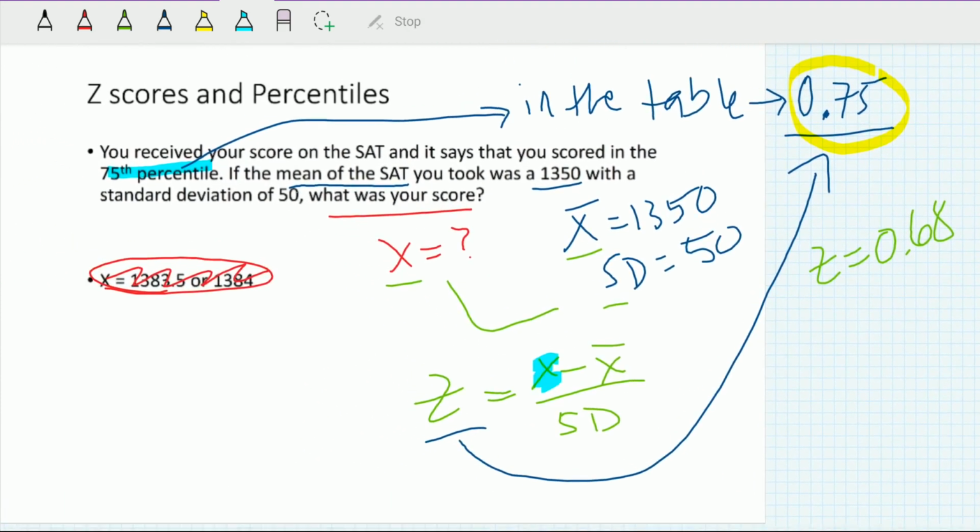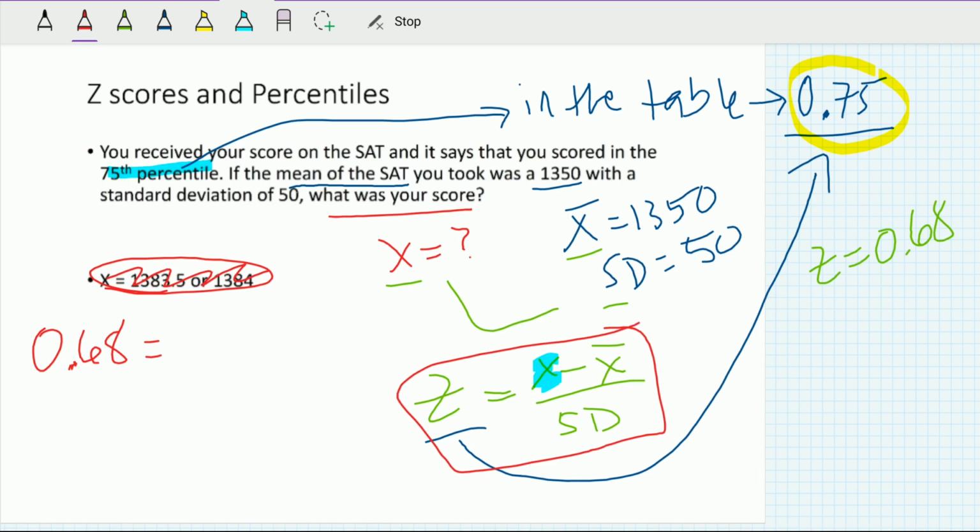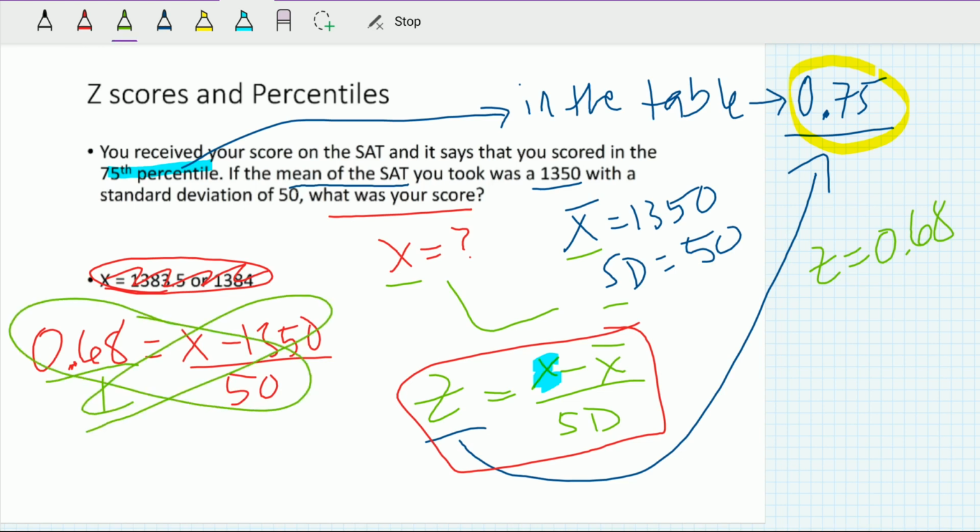So now all I have to do is set up my equation and solve it just like I have in those other videos. Okay, so it'll be 0.68 equals x, that's what we're solving for, minus 1350, all over 50 here. I'm following this equation right now for those of you that are maybe a little bit lost. Now we can solve it like we did in the previous videos: put it over 1, then cross multiply, and then solve for x, okay? I'm going to assume this is right. I haven't checked it in a while.